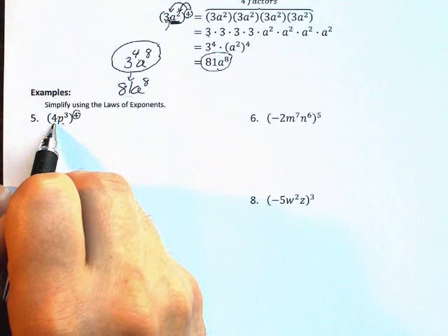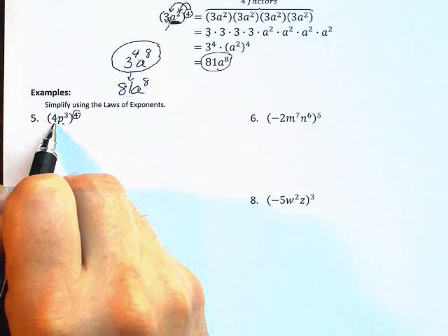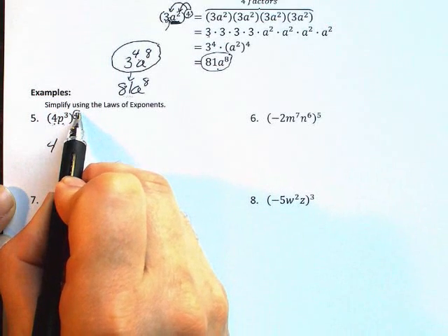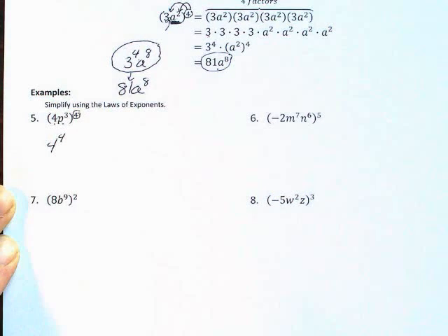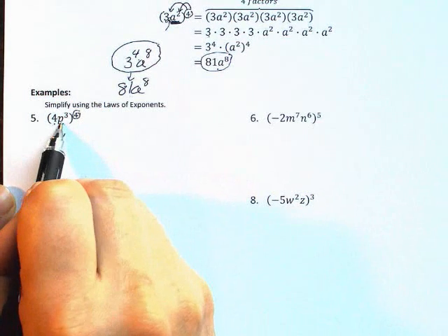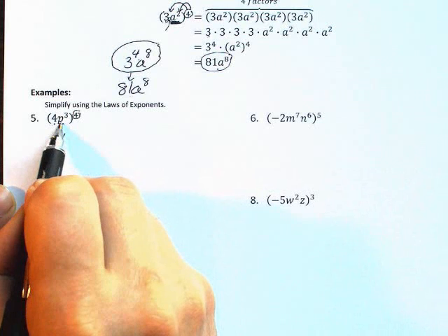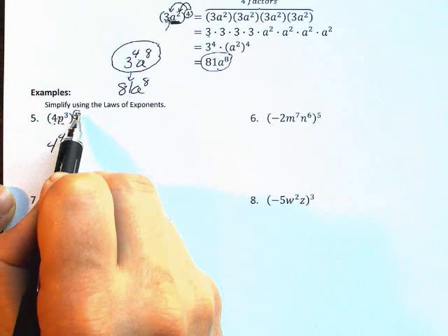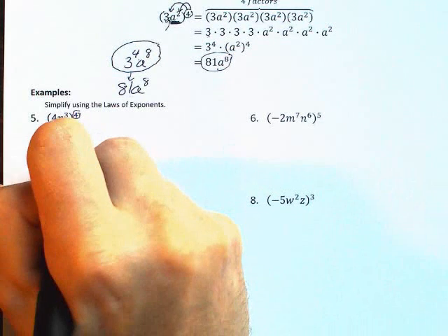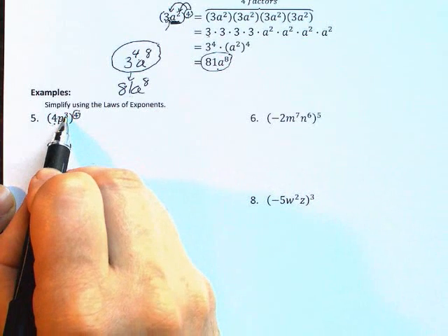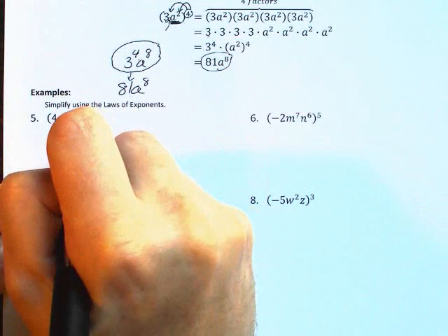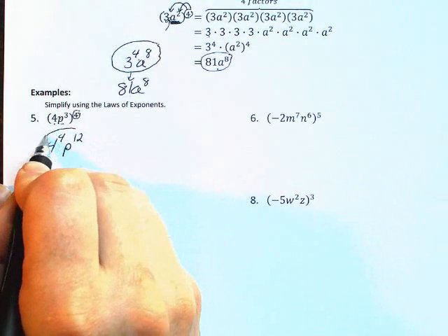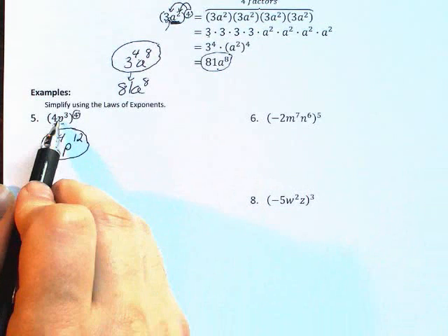So what is the first factor in the parentheses? It's the 4. Raise that 4 to this exponent. Now, what's the next factor in the parentheses? It's p to the 3rd power. Raise p to the 3rd power to that power. And the way that you raise p to the 3rd power to the 4th power is by multiplying the exponents, getting this. And so here is the simplified version of that problem.